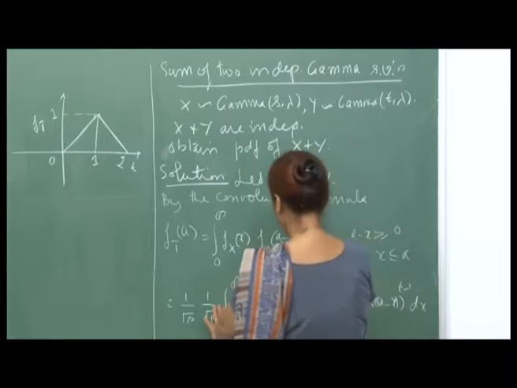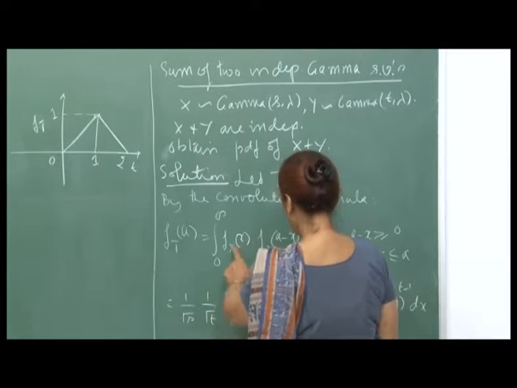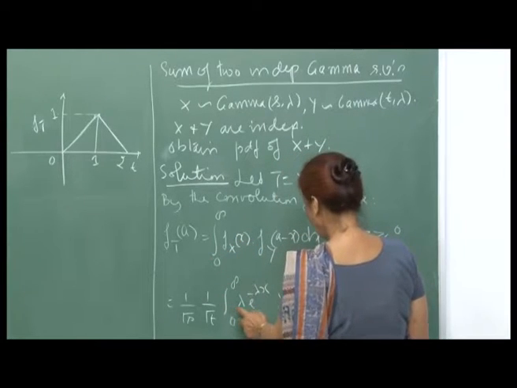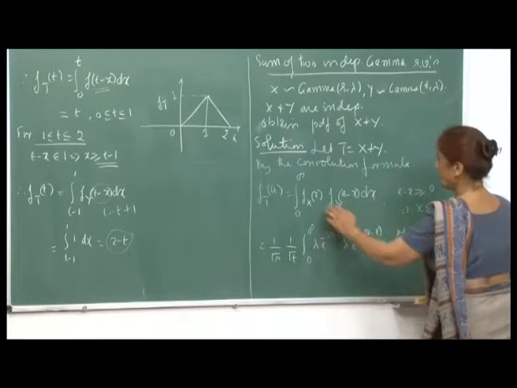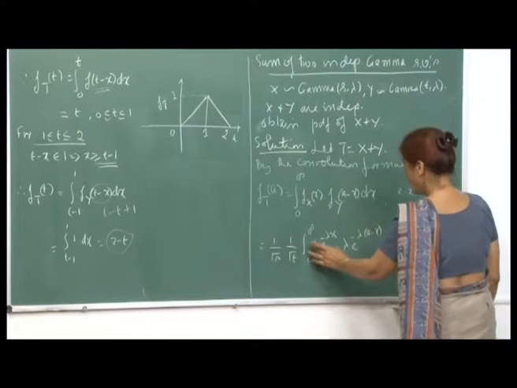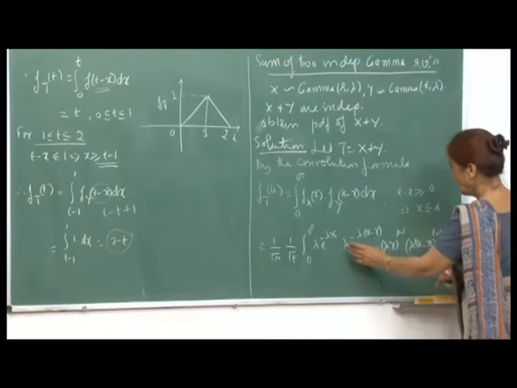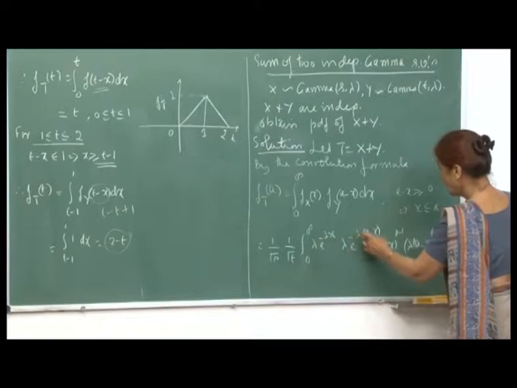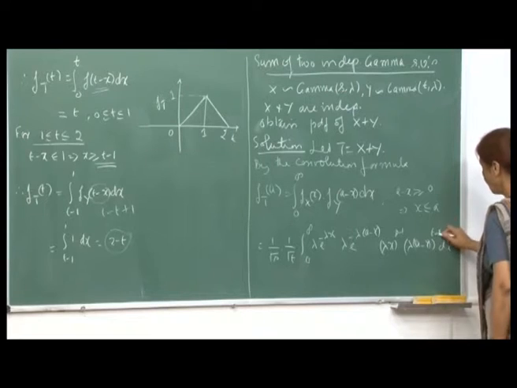Right now I will write the correct range, but we are just substituting for f_X(x), which will be lambda e raised to minus lambda x into lambda x raised to s minus 1, because X is gamma with parameters s and lambda. And the PDF for Y is lambda e raised to minus lambda of a minus x into lambda of a minus x raised to t minus 1.